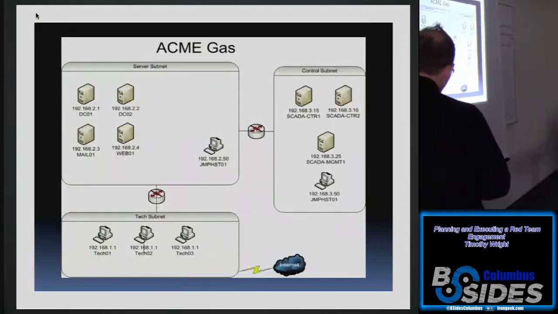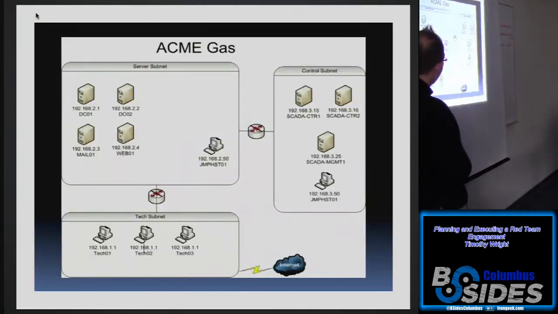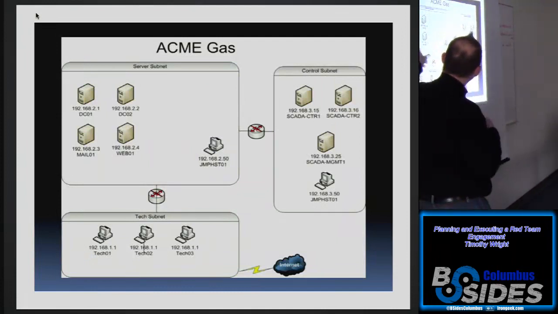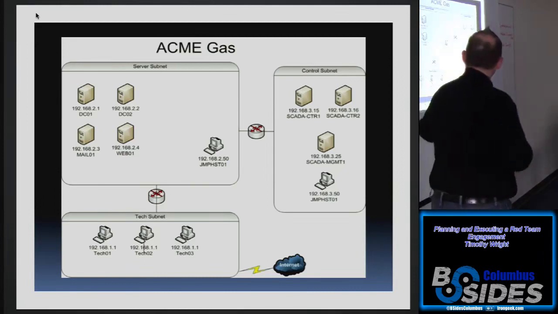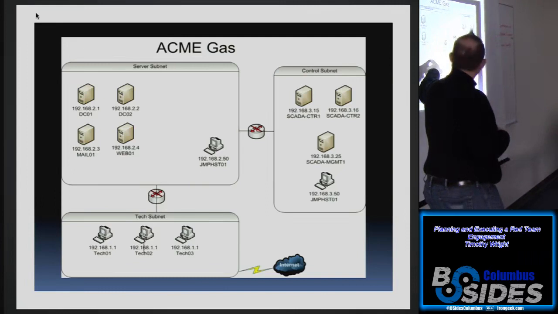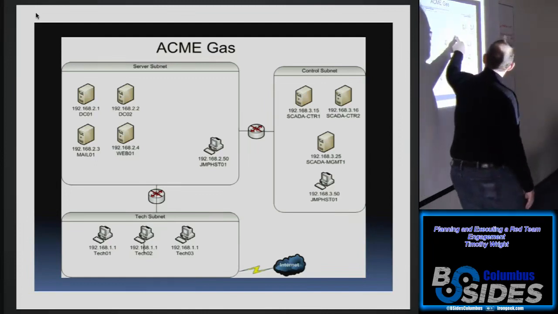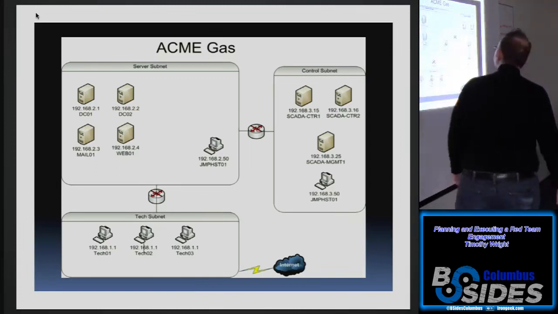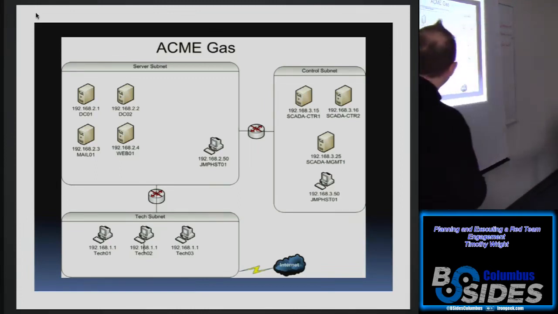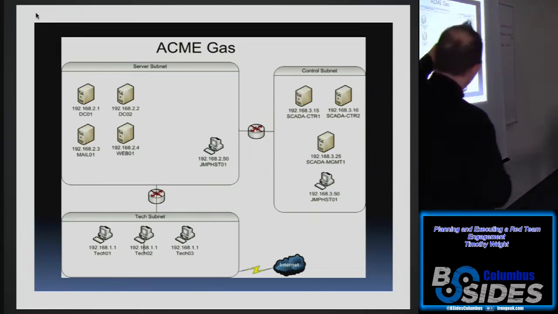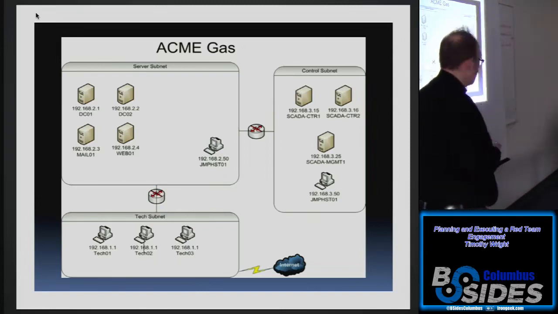So I have a Visio design here, put together real quick. We have three different subnets: the tech subnet, the server subnet, and our control subnet. The tech subnet is where our workstations are sitting. They'll have an internet connection coming in. Either a firewall or router device sits between there and our server subnet. And then another firewall, probably a control firewall, sits between the servers and the control subnet. So we have multiple domain controllers, a web server, a mail server, and then we have our SCADA control boxes on the back end, a couple of jump hosts, etc.